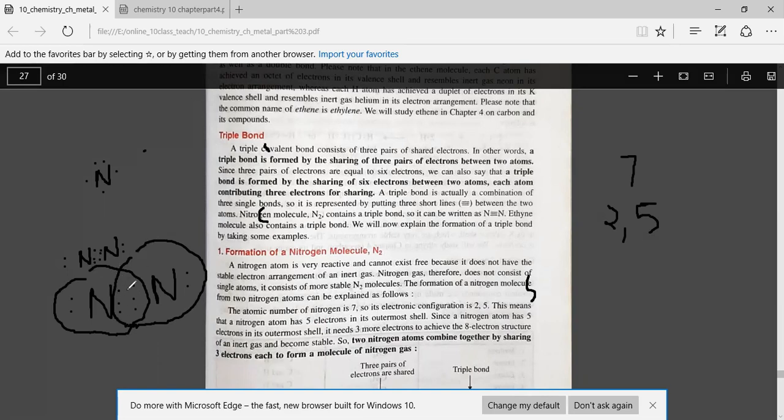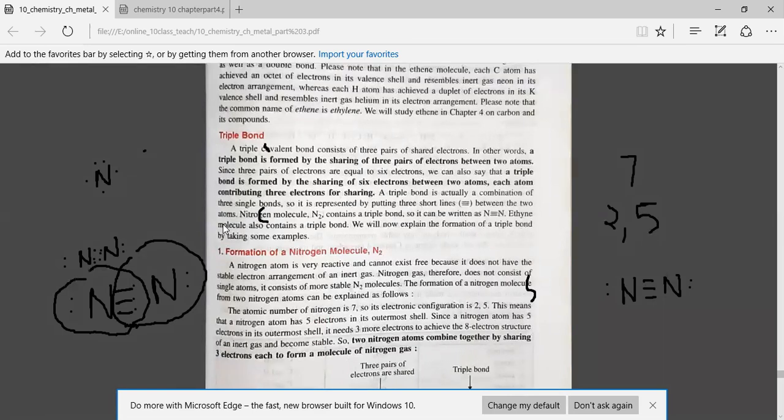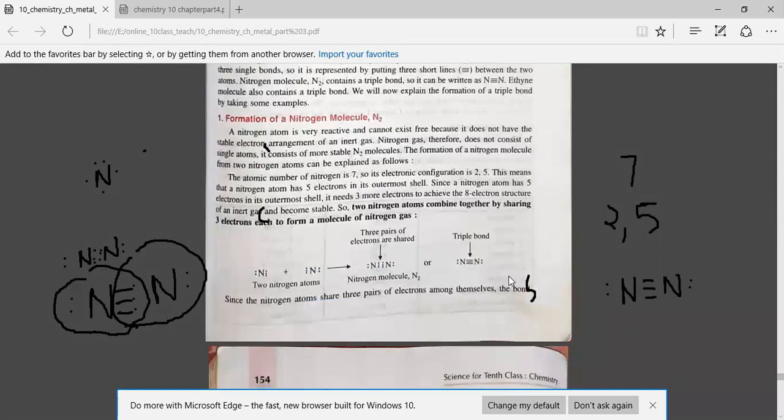So we have 6 electrons. So 6 divided by 2, we have 3 bonds. Means it is having 3 bonds, meaning a triple bond. Okay, it has the triple bond. This is one, two, three, and this is the lone pair. So you have to write the heading: formation of nitrogen molecule, and this reaction.